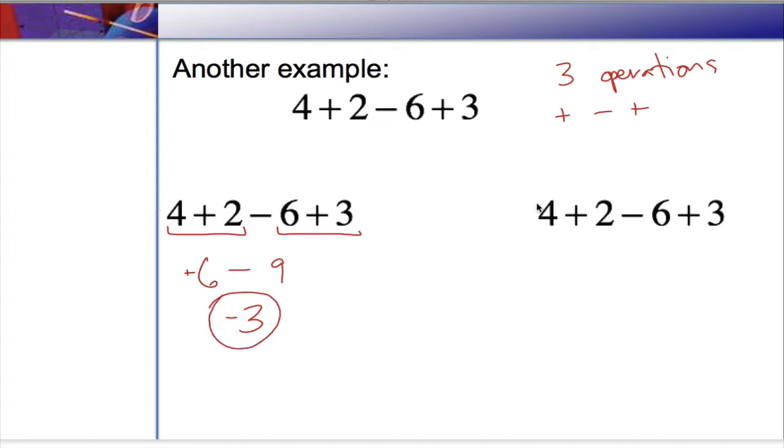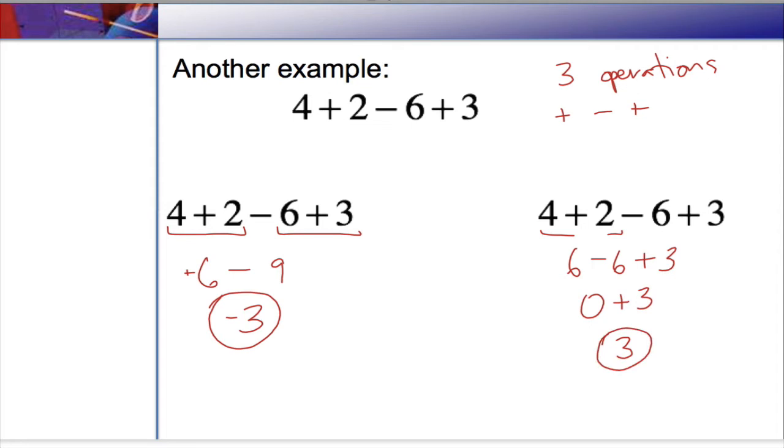But what happens if I don't create two groups like this? What happens if I just add 4 and 2 together? We get 6. So then we have, oops, not 6 plus. Let me fix that. 6 minus 6. There we go. 4 plus 2 is 6. 6 minus 6 plus 3. And now we do 6 minus 6 next. So we get 0 plus 3. And 0 plus 3 is positive 3.